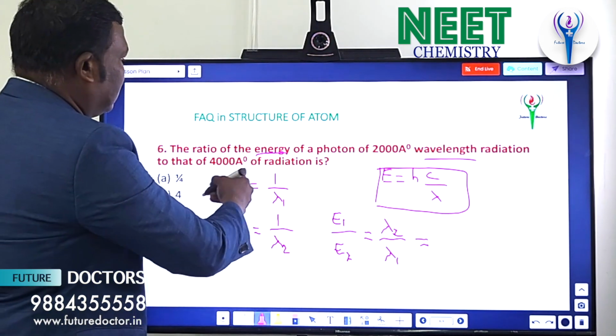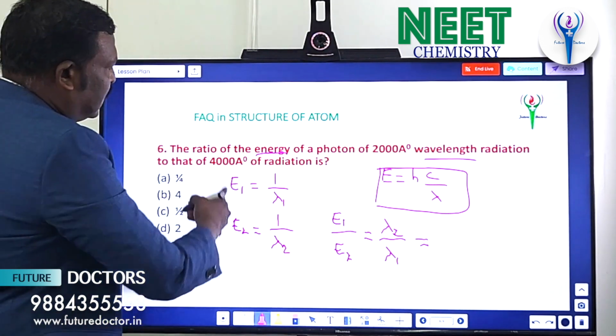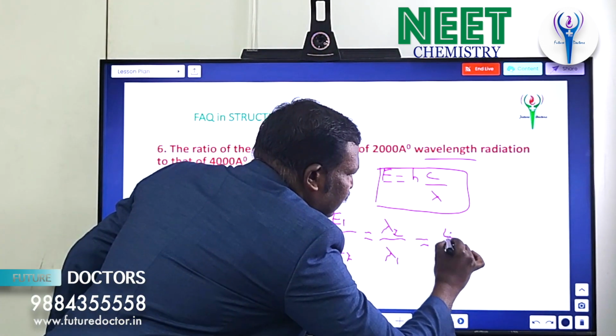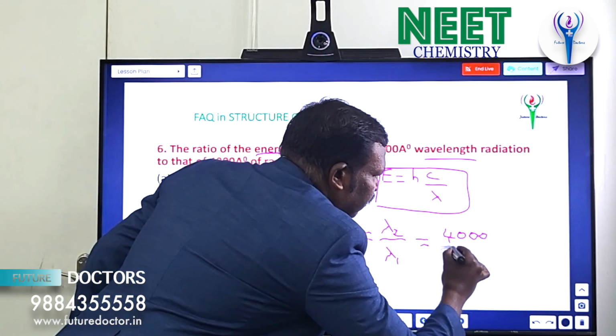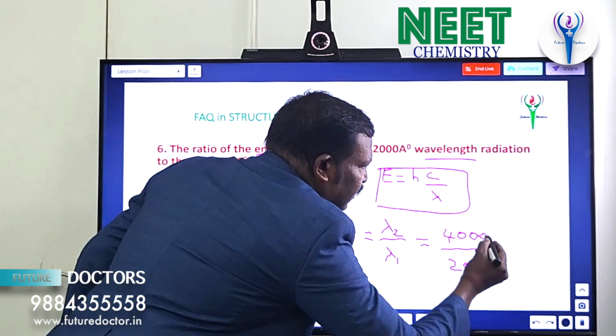So lambda 2 is given, no? So this is for lambda 1. This is for lambda 2. Okay. So lambda 2 is what? 4,000. Understood? 4,000 angstrom by this what? 2,000 angstrom. Okay.